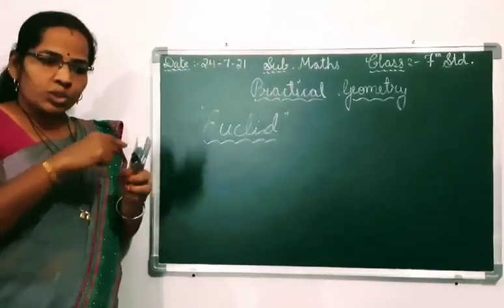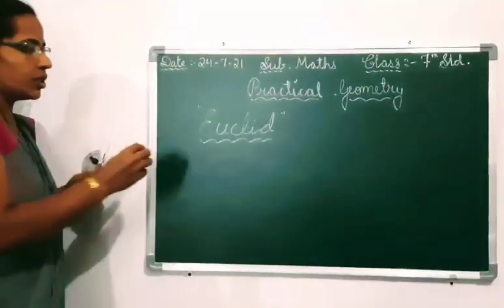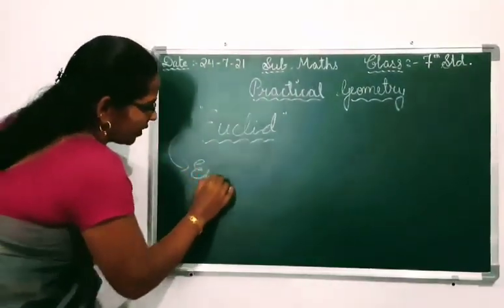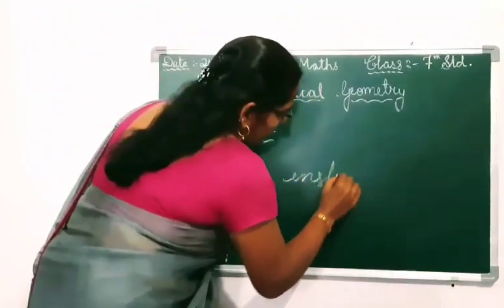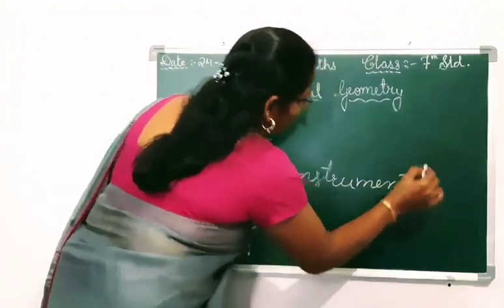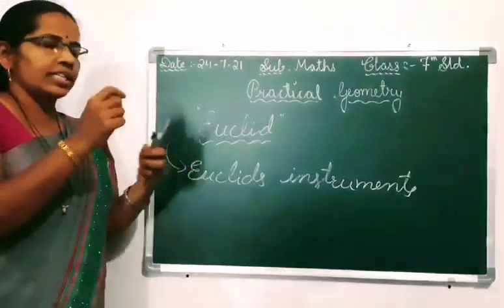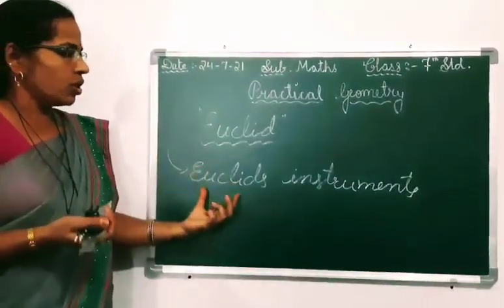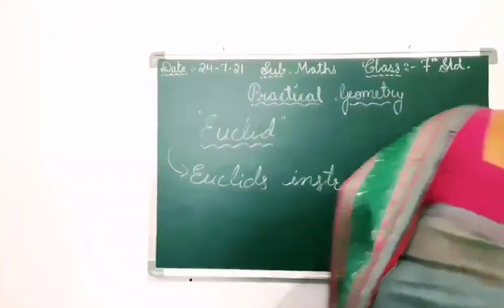These instruments are also known as Euclid's instruments, because Euclid is the father of geometry. For that reason these geometrical instruments are also known as Euclid's instruments.